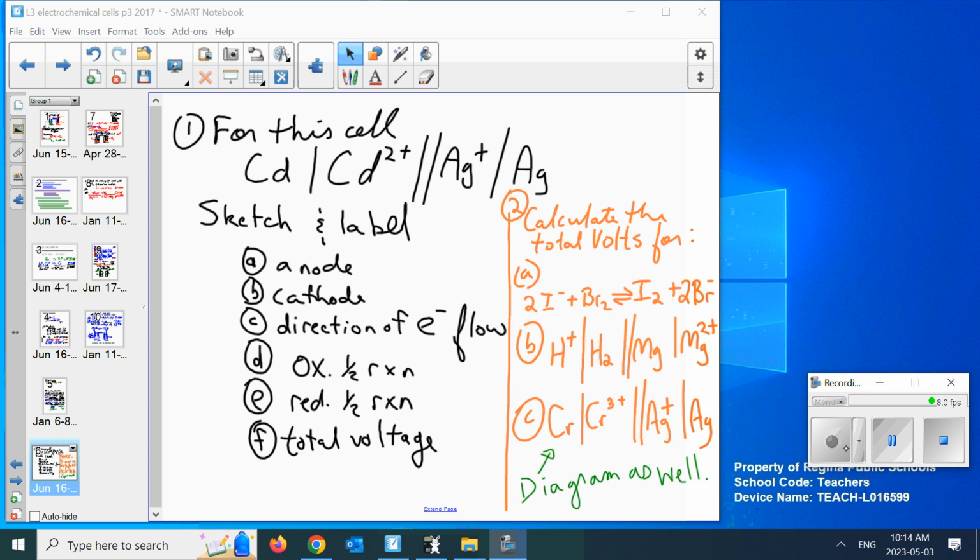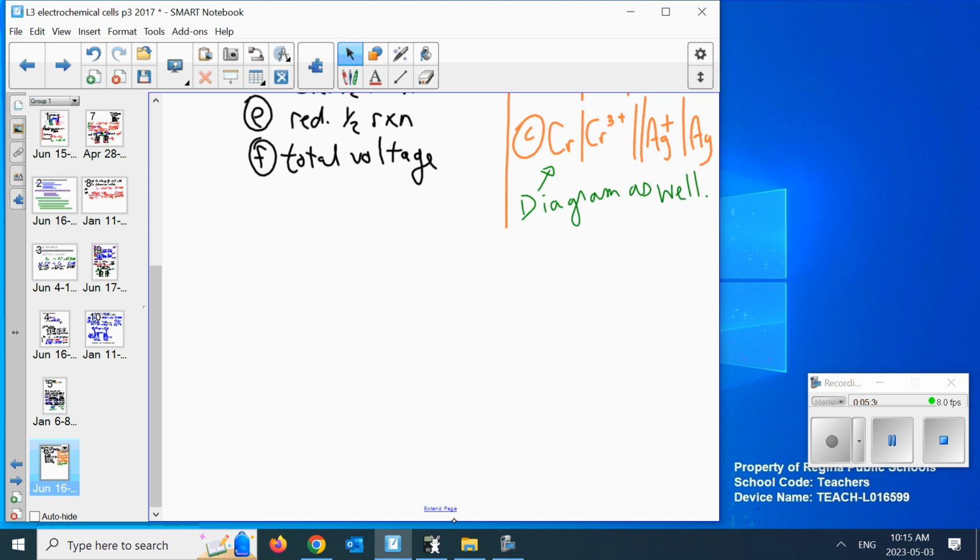Okay, so we're going to work through this. So if I give you this information, how do you come up with the diagram? Now, I'm not marking you on your art, but it should be somewhat reasonable. How do you draw it? Sketch and label. So I'm going to go back and forth.